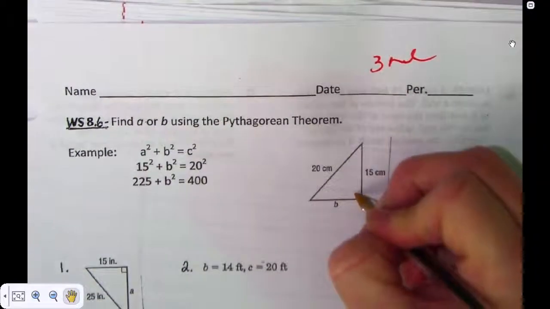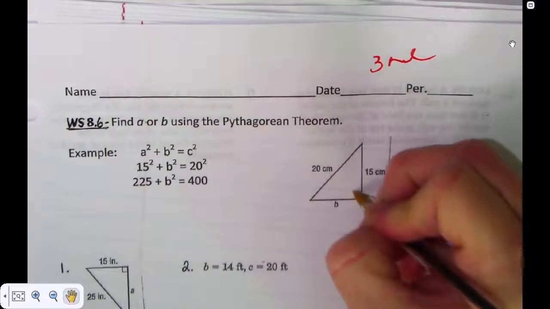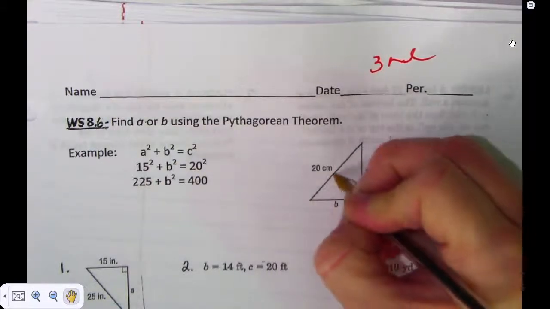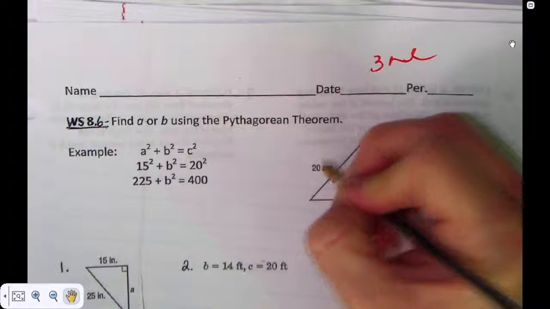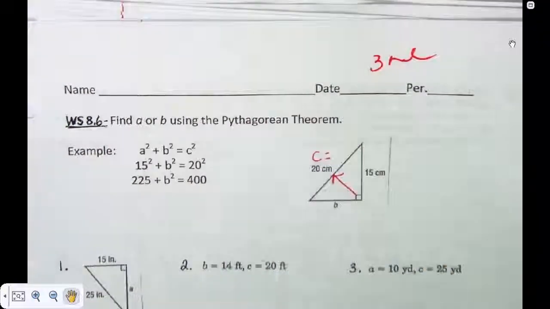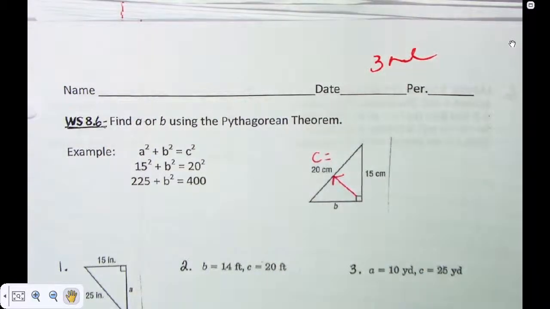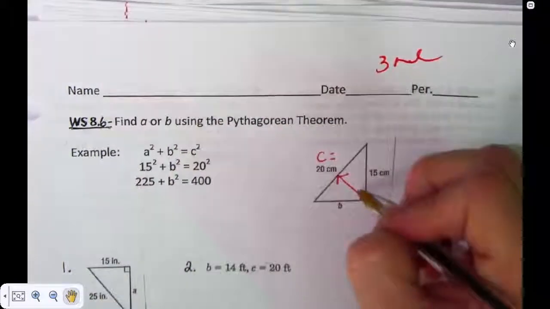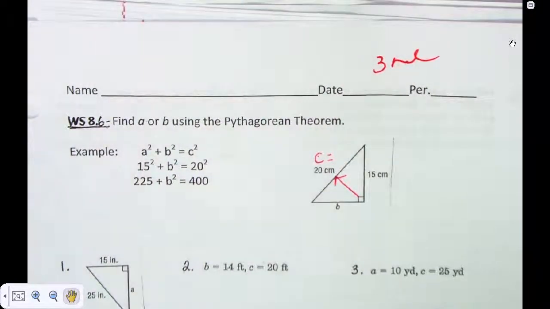Okay, 8.6, look at the example. Just a minute. Look at the example. Find the right angle. What am I going to do? Draw an arrow. So what side is that? C. Is there any way we cannot label correctly on this? I don't see a way. If you find the right angle in your triangle and you draw an arrow from it, I don't understand how you can miss that. I really don't.